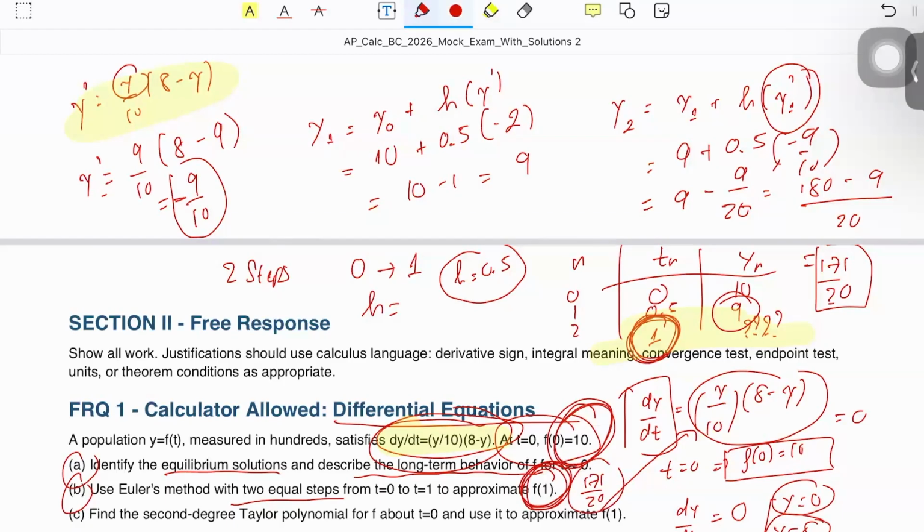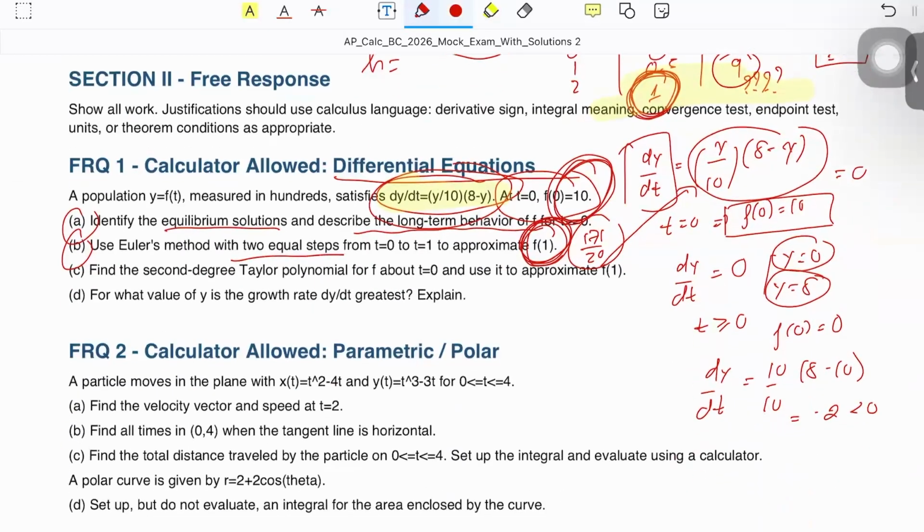I also have the feeling the Euler method will be there. Basically, whatever I review today, I think there is a high chance they're going to appear.